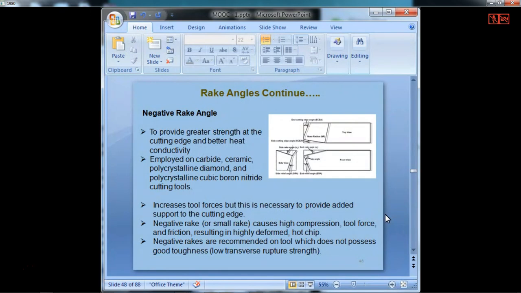So negative rakes are recommended on tools which do not possess good toughness, so low transverse rupture strength when it is there. So we are going to provide the negative rake angle.